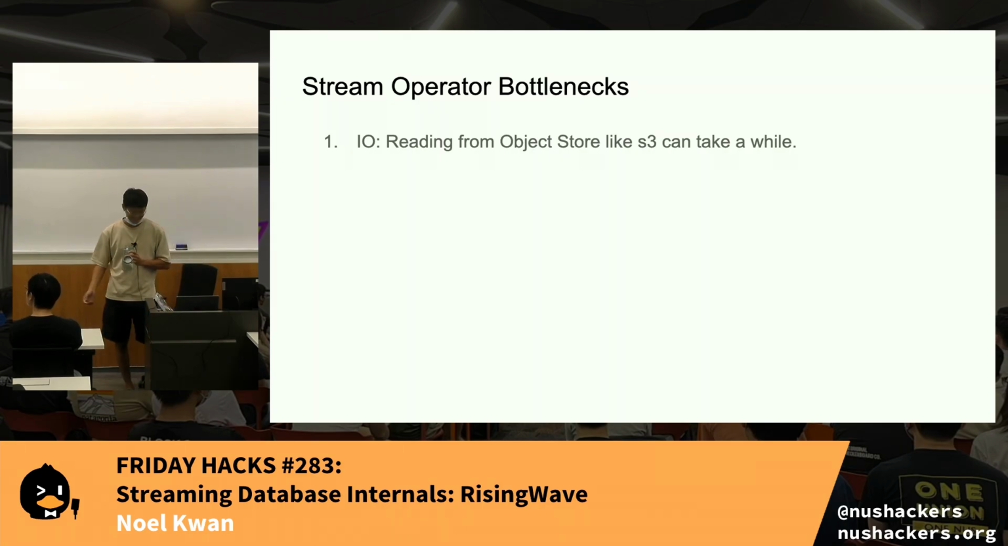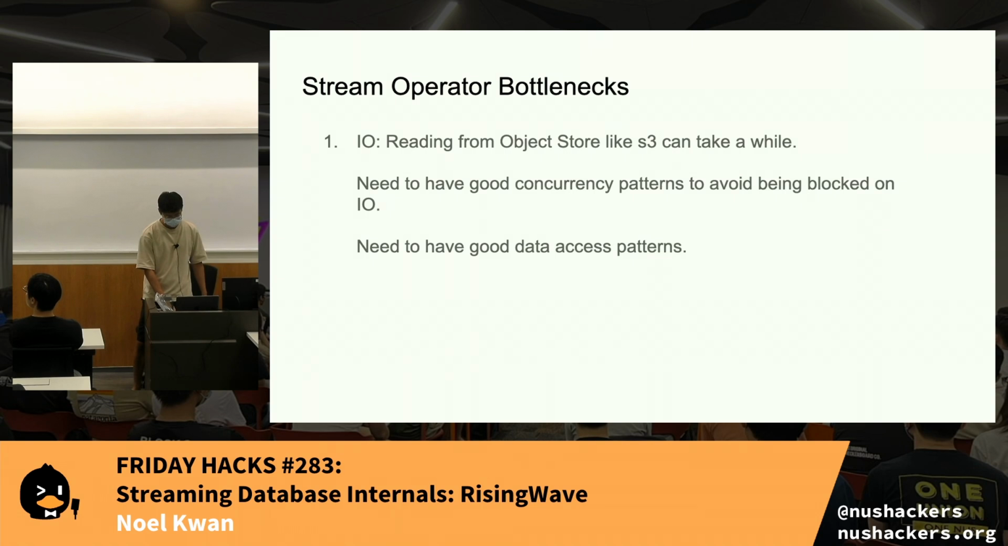This is basically I/O. Usually I/O is the main bottleneck. Reading from object store like S3 can take a long time. We basically need good concurrency patterns to avoid being blocked by I/O, and we need to have good data access patterns so we can hit cache and don't have to go and access I/O.